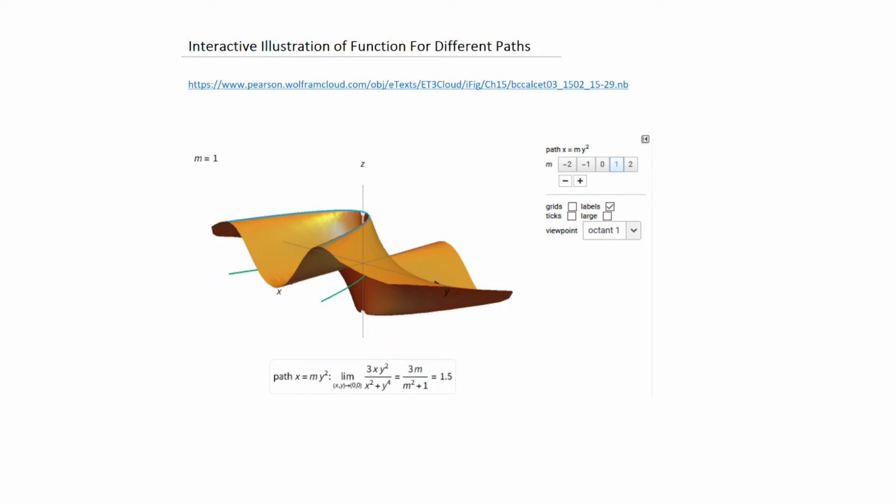Here's a picture of the function itself. Again, showing m equals 1 shows you the value of z, which is the blue line, right at the peak. That gives you a value of z equal to 3/2. And the path in the xy domain, which is x equals my squared for the value of m, is the green line that you see here. So the blue is the actual functional value, and the other one is basically the actual path in the xy domain.